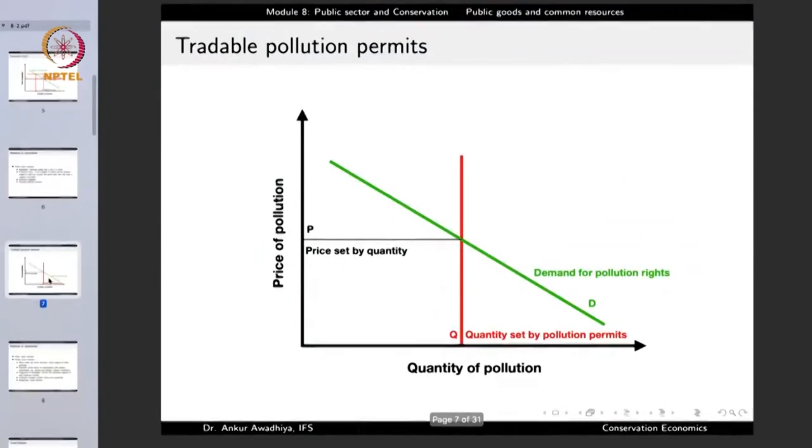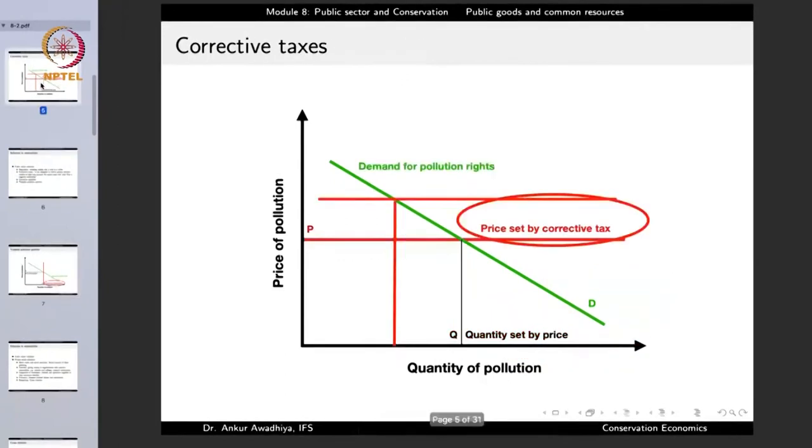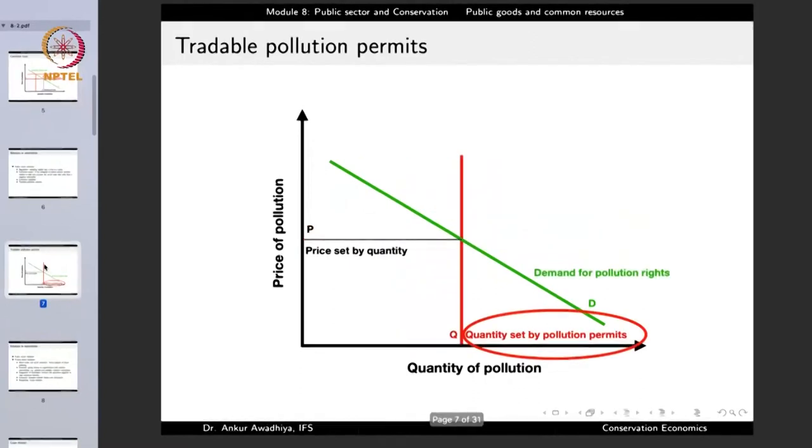Now, in the case of pollution permits, what happens is that government sets the amount of pollution that can be done. In the previous case, the government was setting a price, and this price was regulating the amount of pollution that will be released into the environment. In the case of tradable pollution permits, the government sets the quantity of pollution that can be spread.